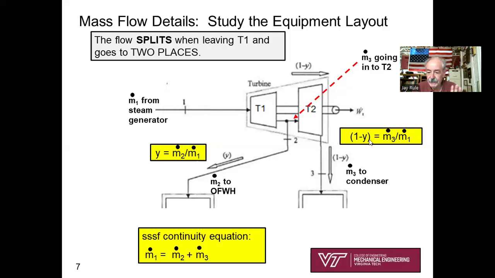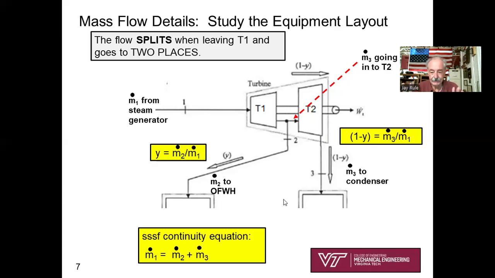And so here's what I want to suggest: m.3 over m.1 is going to equal 1 minus y. Here's m.3 going to the condenser. Here's m.1 coming from the steam generator. So visually, I'm trying to show you that m.3 going into the condenser divided by m.1, leaving the boiler, is equal to 1 minus y, where y is some proportion. And here's the proportion, y. So y is m.2 divided by m.1.